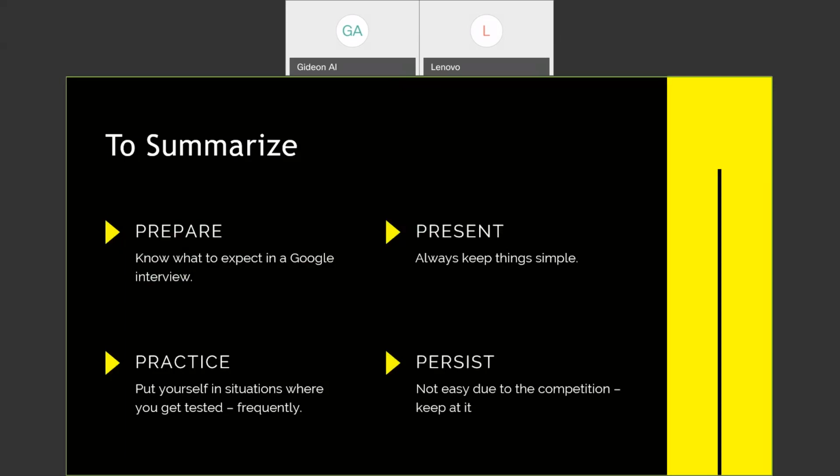It's not easy due to the competition. Most of the people had to give 5 or 6 attempts before landing the dream job as a data scientist at Google. So do persist, be it preparation, be it just like how you persist when the data is not clean, when the machine learning model is not giving you the right results. The same thing you'll also be doing when it comes to cracking this Google data scientist interview.